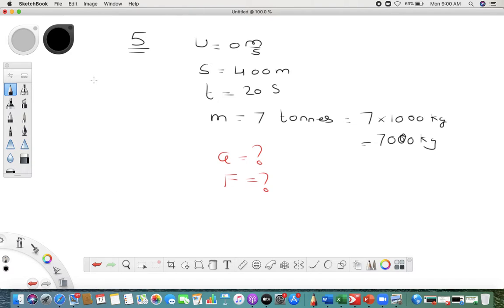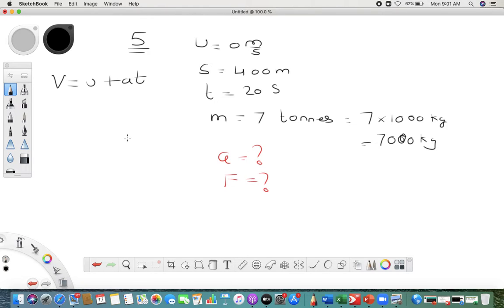Which formula do we know that gives you a? The three formulas we learned, P is equal to mv, F is equal to ma, m1 u1 plus m2 u2, none of them will be used. So we have to use the previous chapter's formulas. What is that? v square minus u square is equal to 2as, right? Or v is equal to u plus at. Can we use that? v is equal to u plus at.